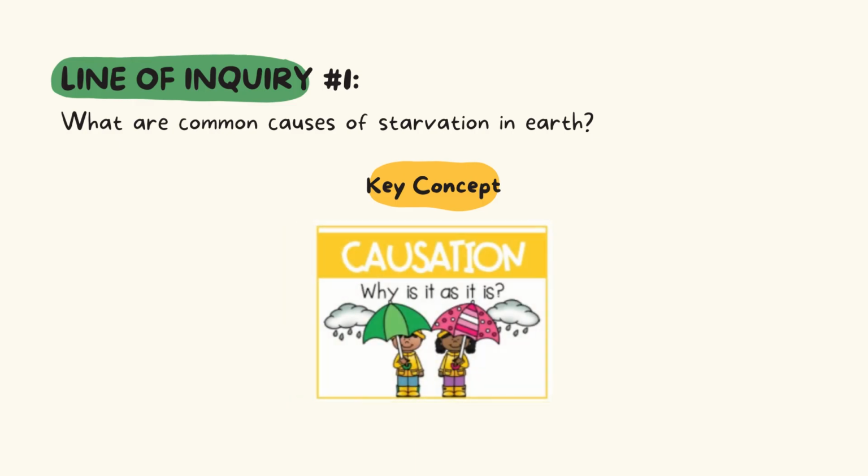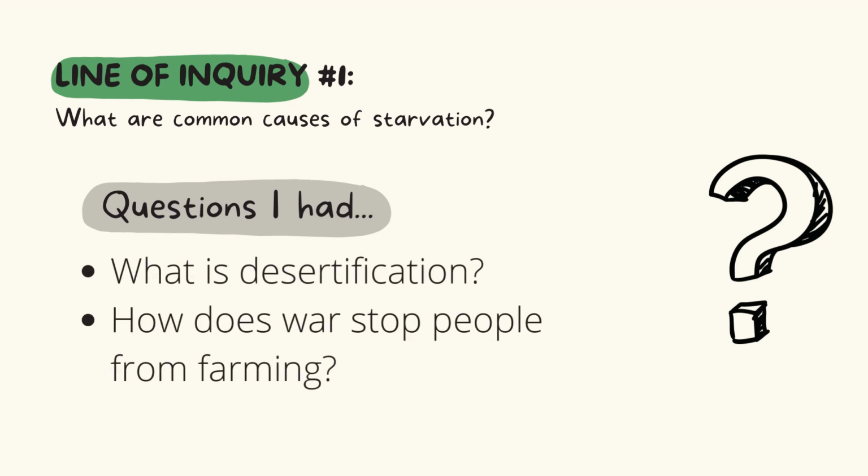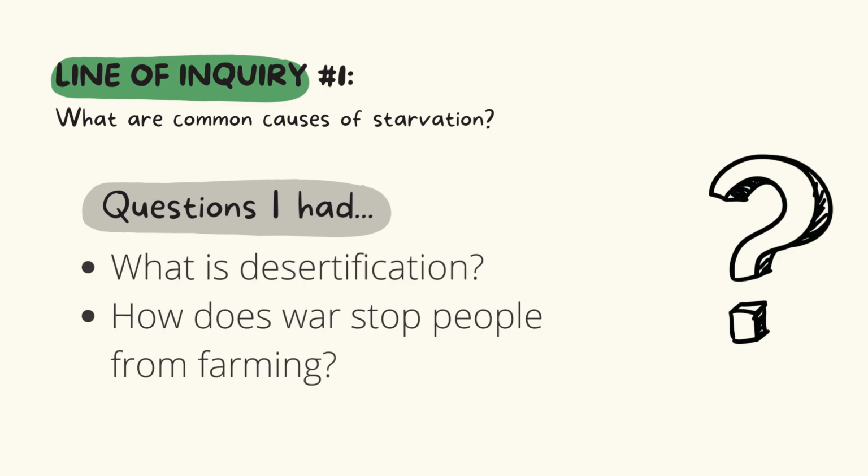My first line of inquiry is: what are common causes of starvation on Earth? The key concept I focused on for this was causation. The questions I had were: what is desertification? And how does war stop people from farming?